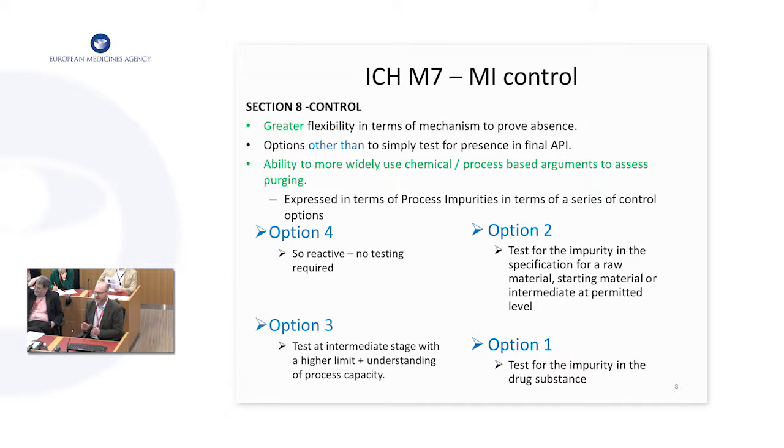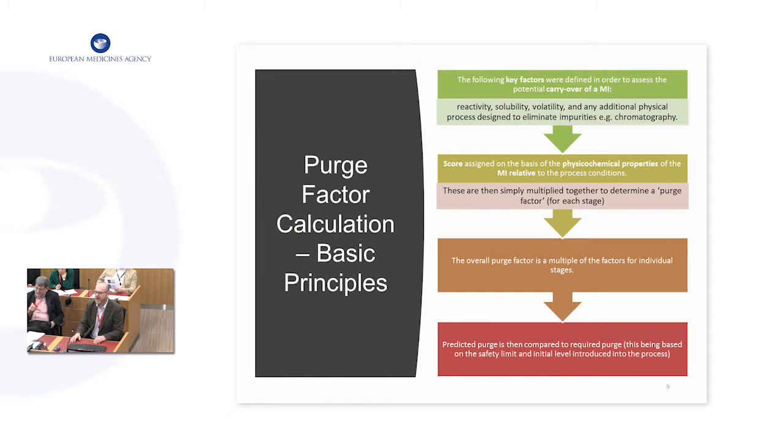So M7 recognized this and then built on that, and within that it has the control options in there, options 1, 2, 3, and 4, with the primary one being, and I've deliberately ordered it this way, option 4, which is so reactive that no testing is required from an analytical point of view, and you can actually prove that that impurity is not present on the basis of principles defined by the purge factor calculations. And that's the basis of what this next slide describes.